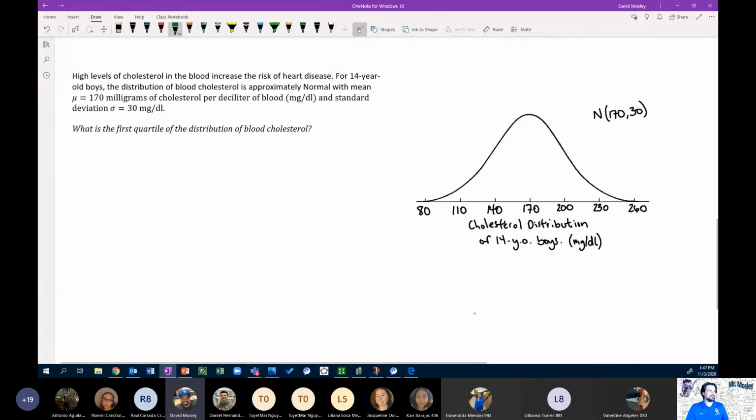Last one. This problem, we're going in reverse. We're going to be given a proportion of the distribution, and we need to follow that back to an original value from the distribution.